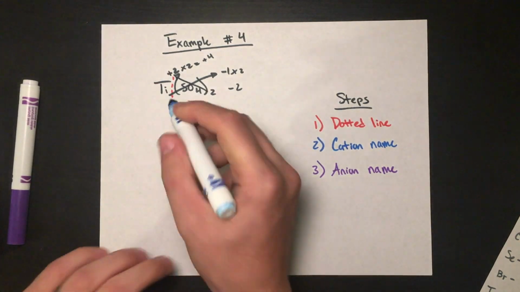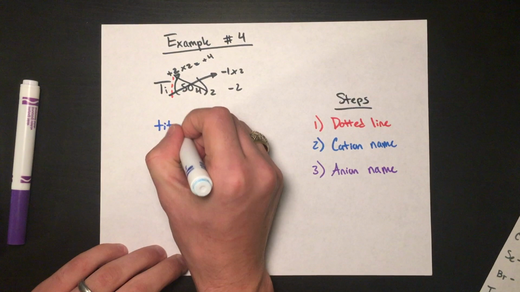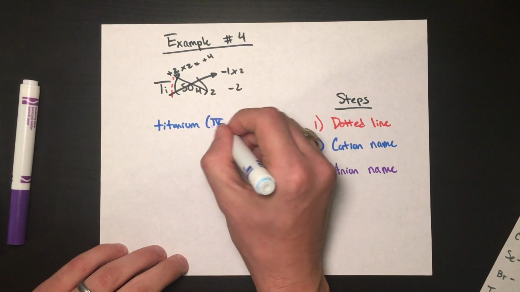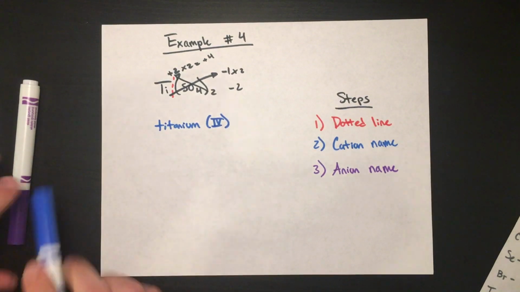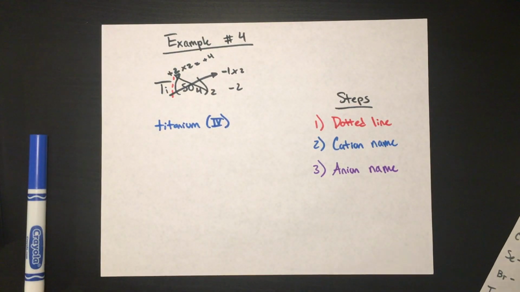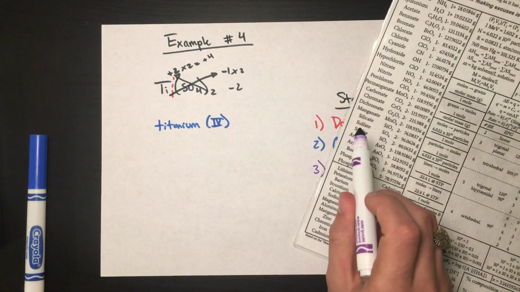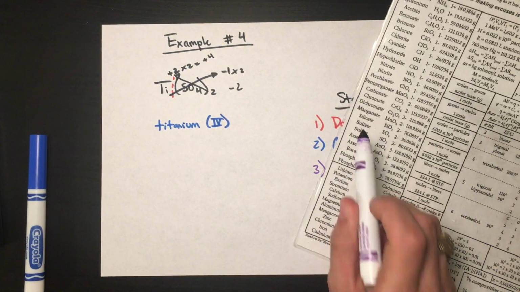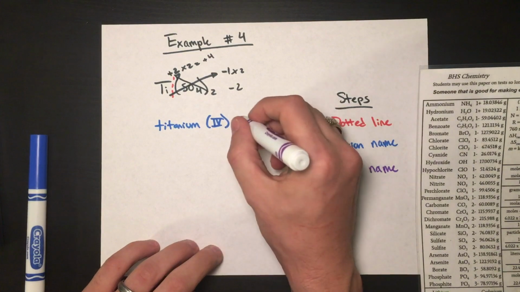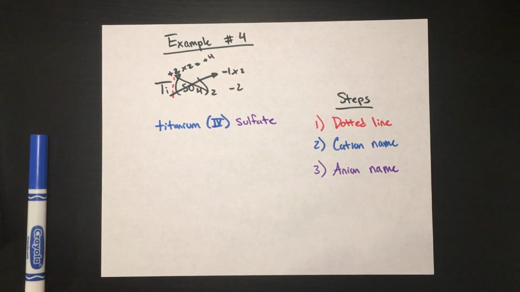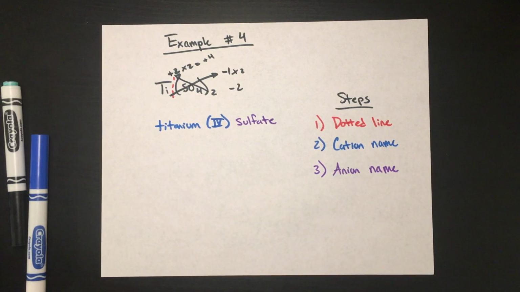So we're going to write titanium, parentheses, and then Roman numeral 4. Then, since we have a polyatomic, we're going to look back on our news you can use and see that this name for the SO4 ion is sulfate. So then we just write sulfate. And that is the name of this compound, titanium 4 sulfate.